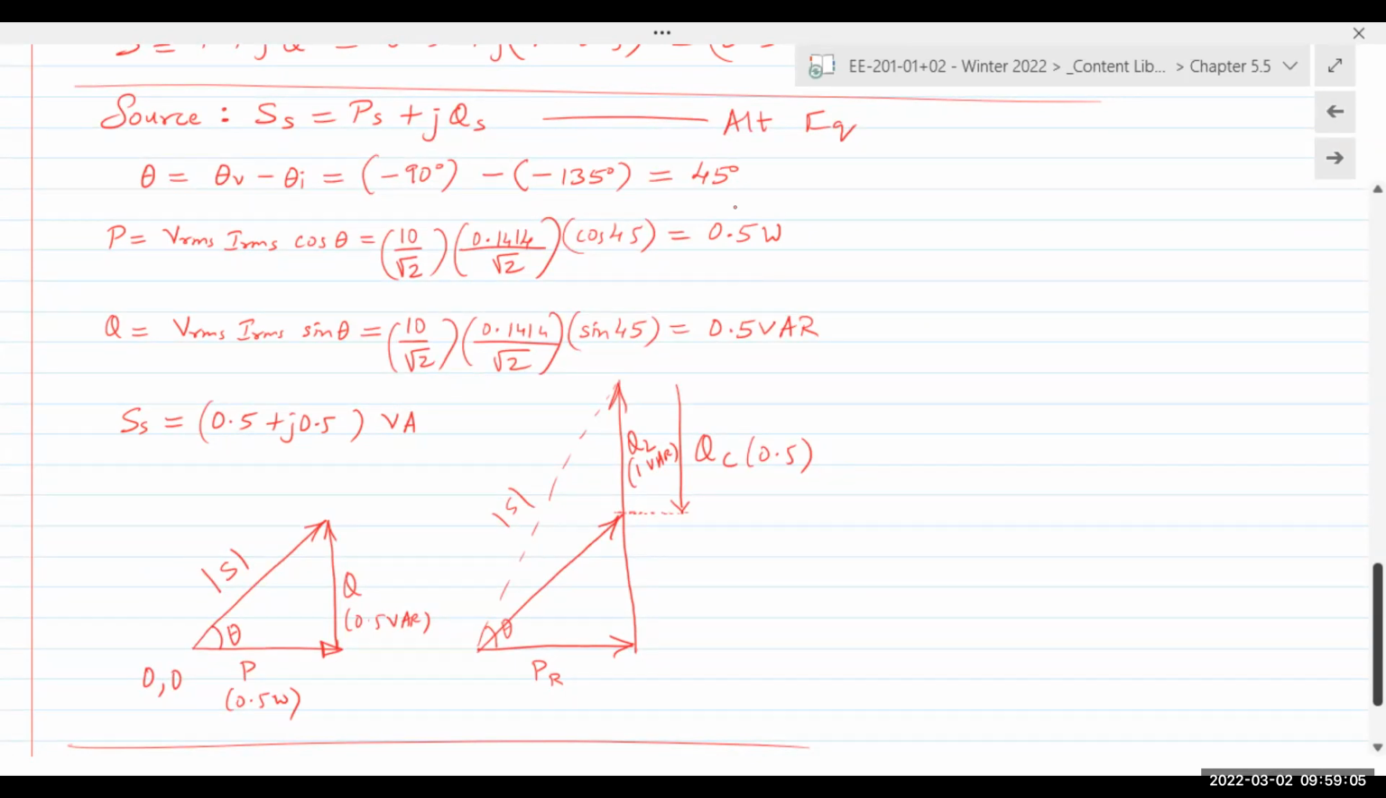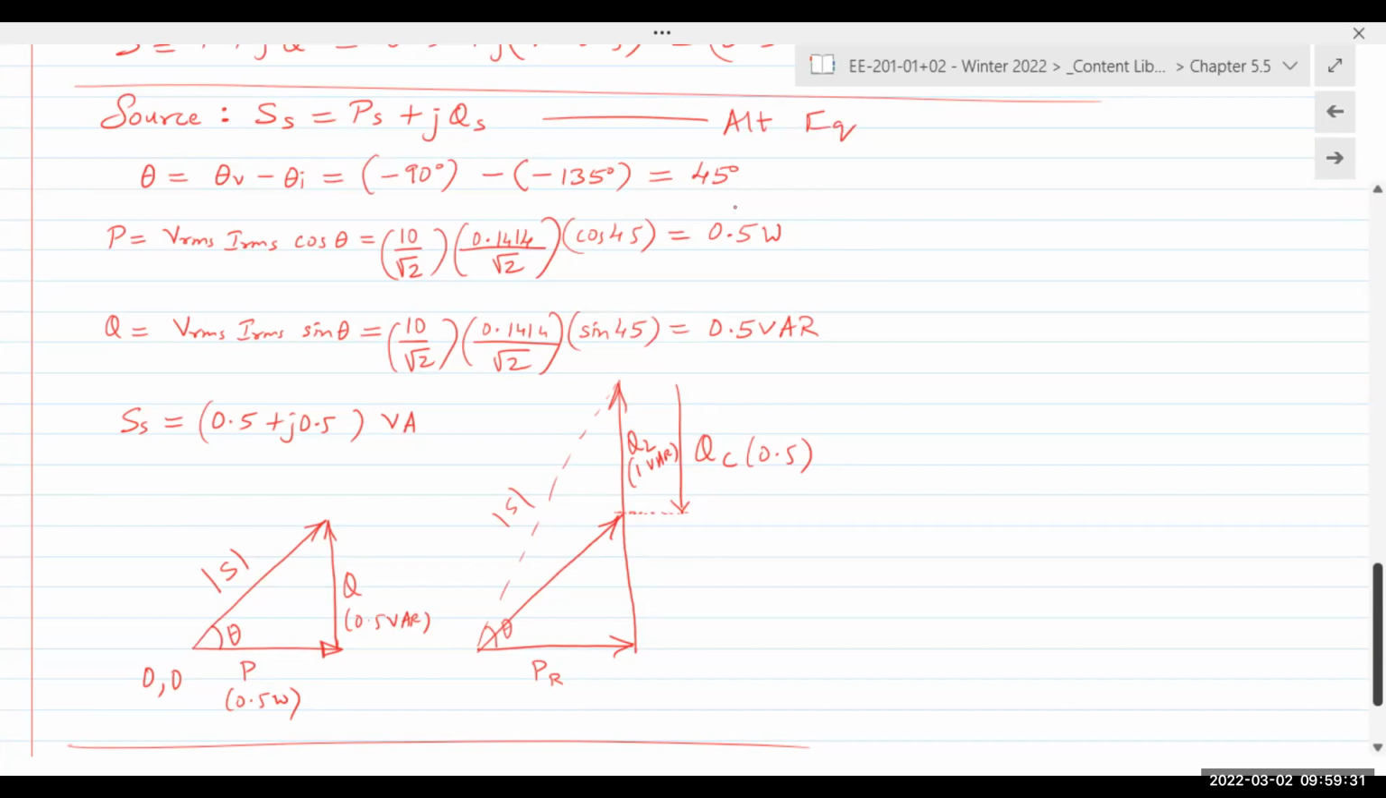The reactive power supplied by the source comes out to plus 0.5 VAR. S in rectangular coordinates is plus 0.5 plus j 0.5 VA. If I equate this, I already know my real power is P and reactive power is Q. So it's a much shorter method, but the same answer.